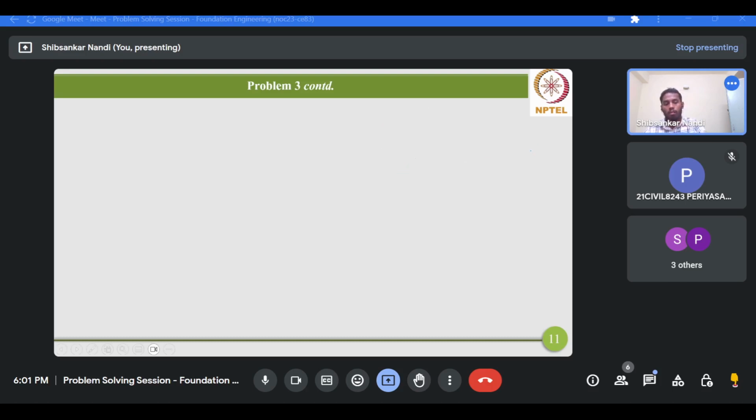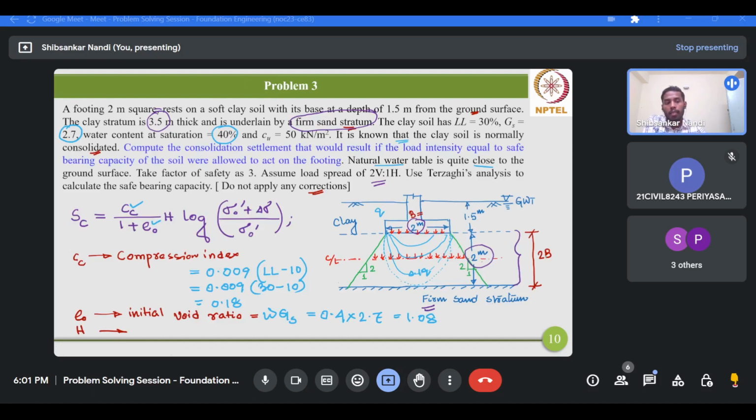Now for deciding the influence zone, it is often recommended to take the depth up to which the load intensity is 0.1 times, meaning 10% of the applied load, and in that way it is fixed at 2 times the width. Okay, so now if we consider the influence zone as twice B, here B is 2 meter, so 2 times 2, that means 4 meter.